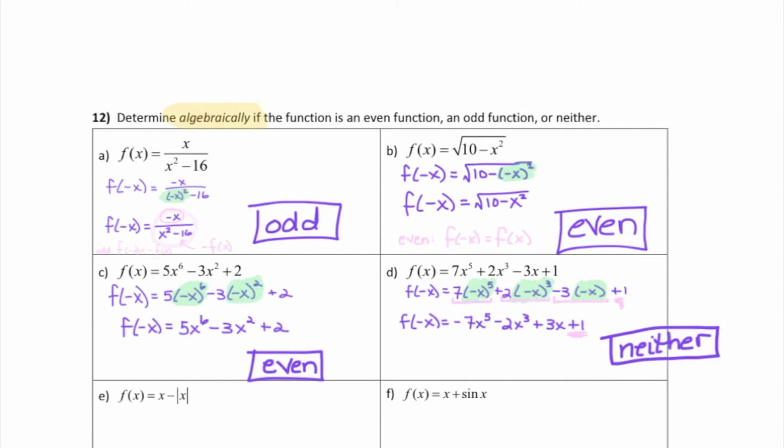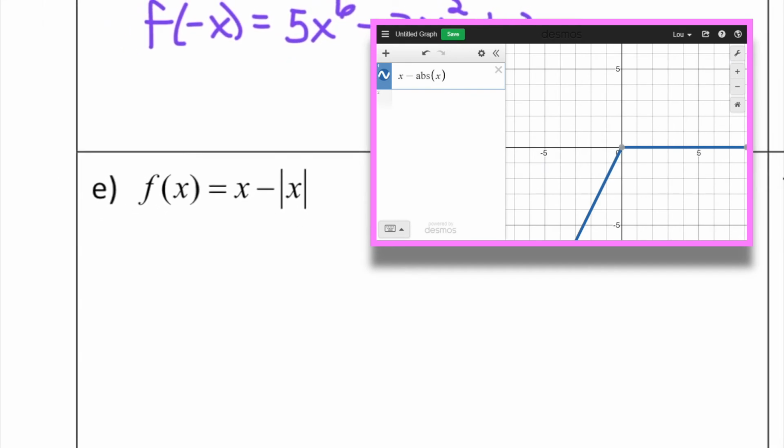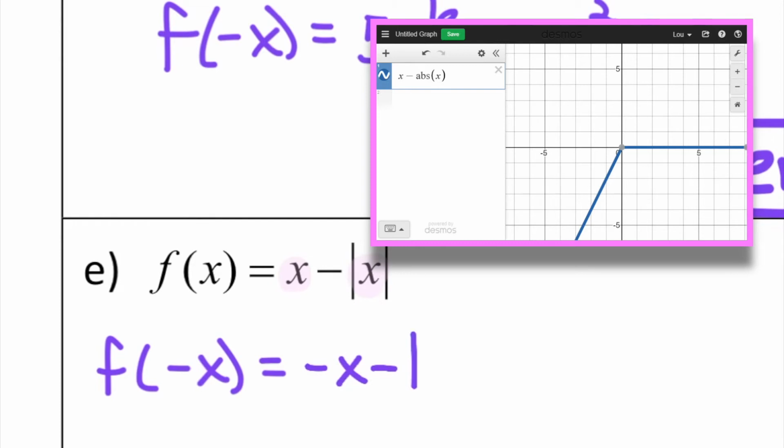So for letter E, this graph also looks to me like it's neither. And so I am going to substitute my negative x, f of negative x. And there's 2 places to substitute it. It's going to look a little odd with the absolute value, but I'm basically going to just change both of those x's to negative x minus the absolute value of negative x.